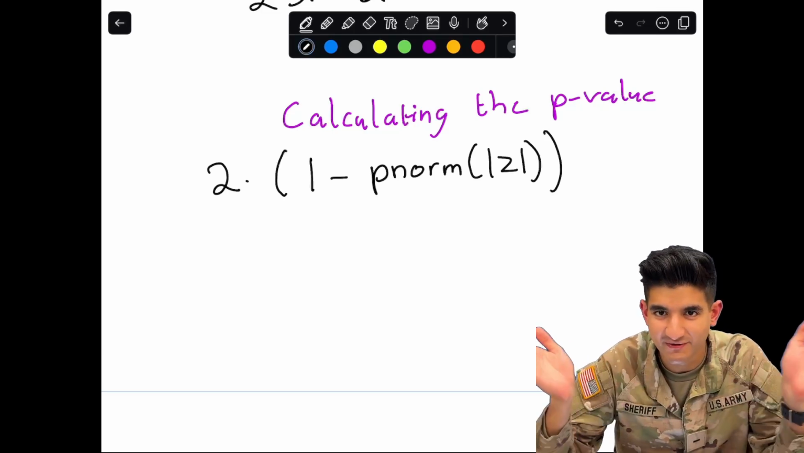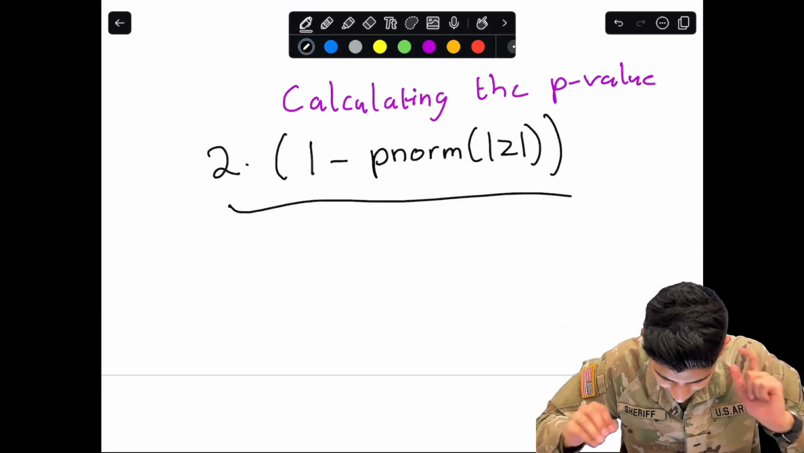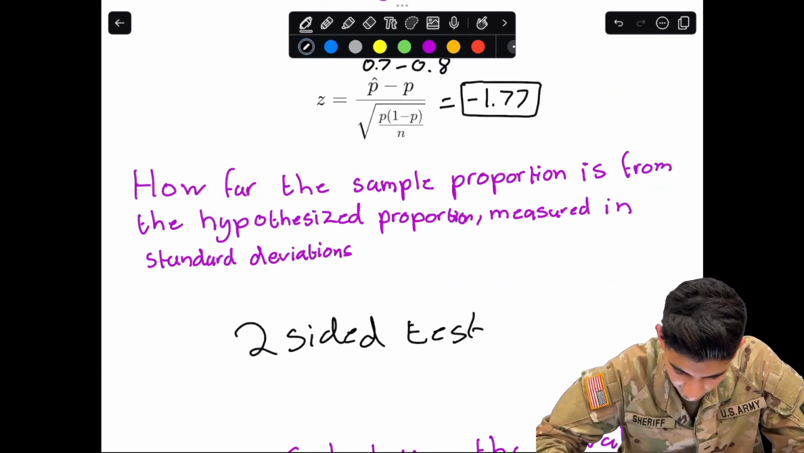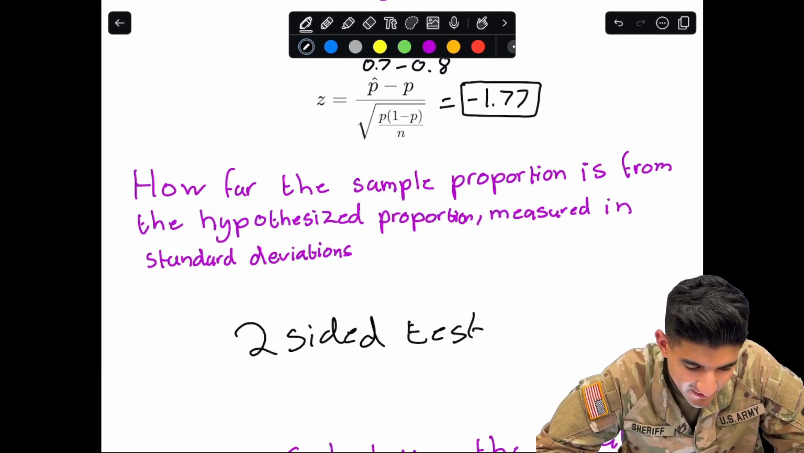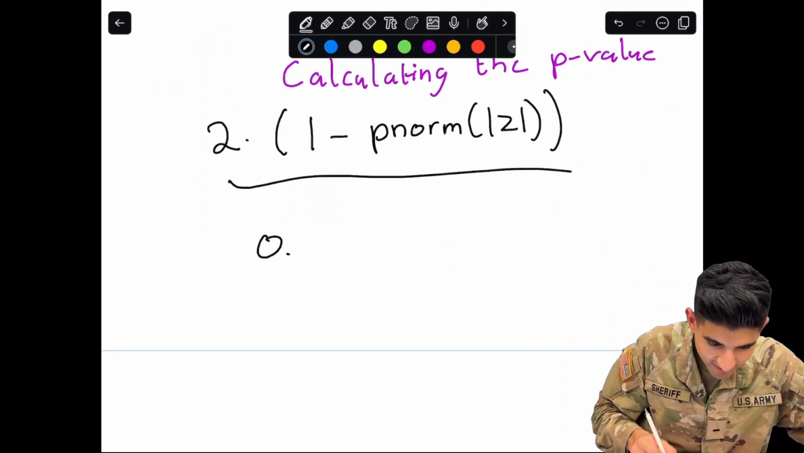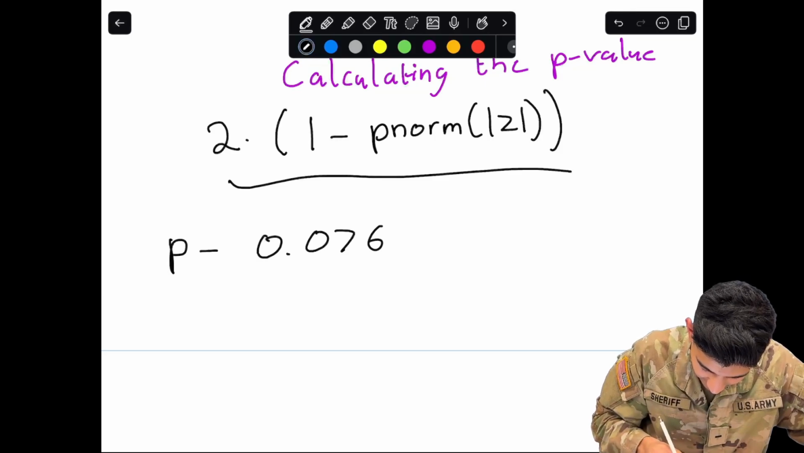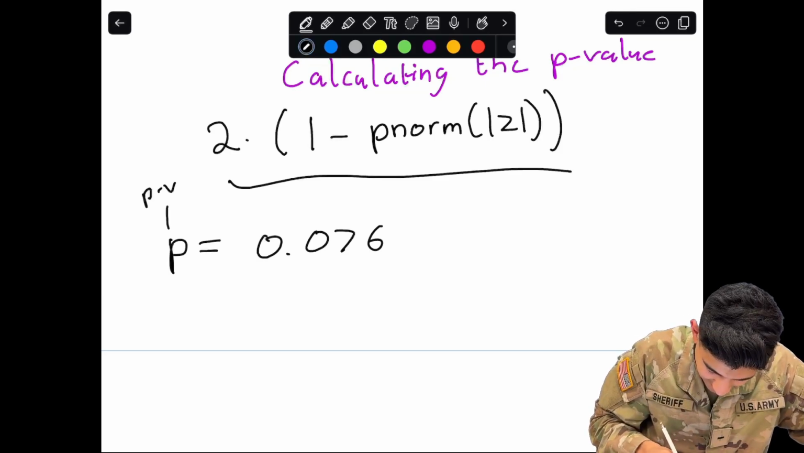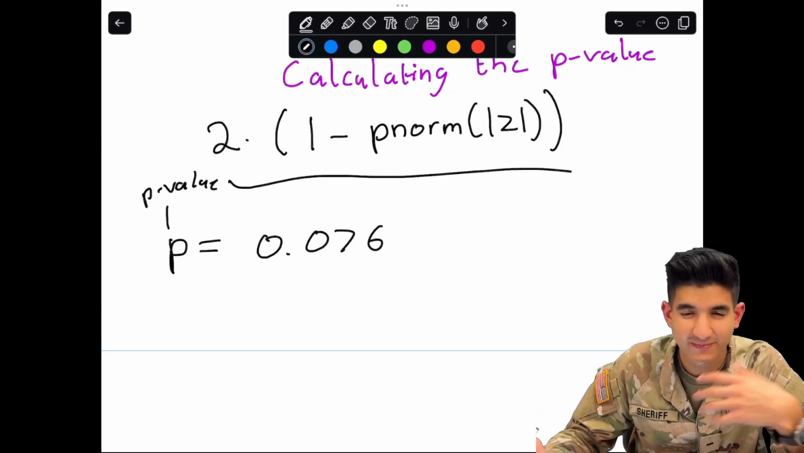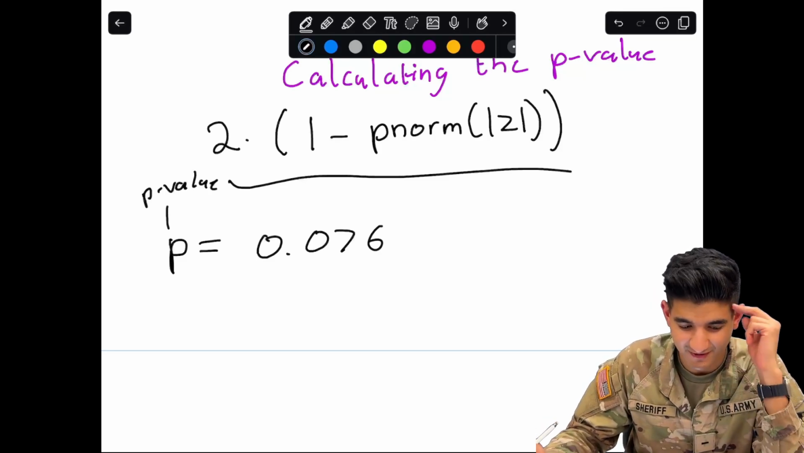I'm doing it on my computer, so you can't see it, but I'm doing this right here. So 2 times 1 minus p norm of the absolute value of z. And z was negative 1.77 absolute valued. And I get a p-value of 0.076. Cool. P-value. Don't get it confused with our other p's, like the historical or the parameter. Someone's going to get me for saying historical.